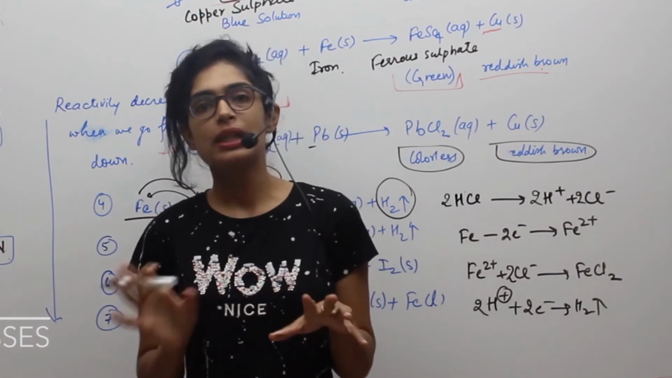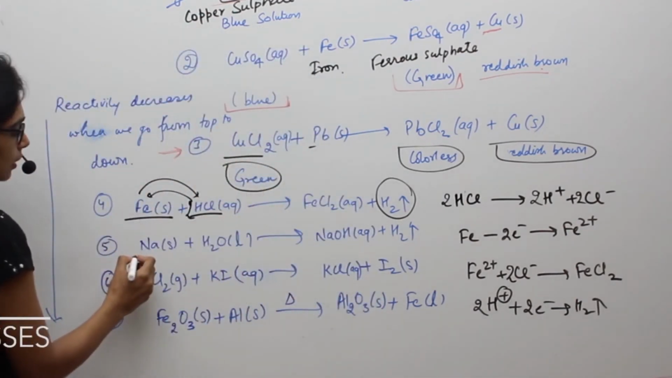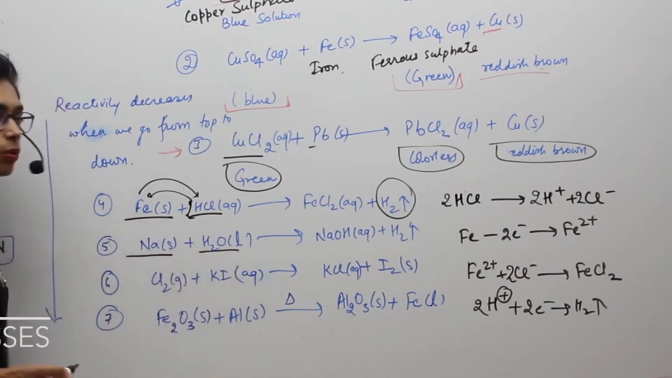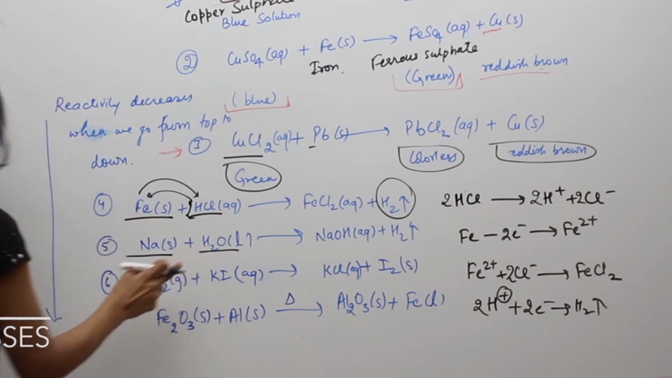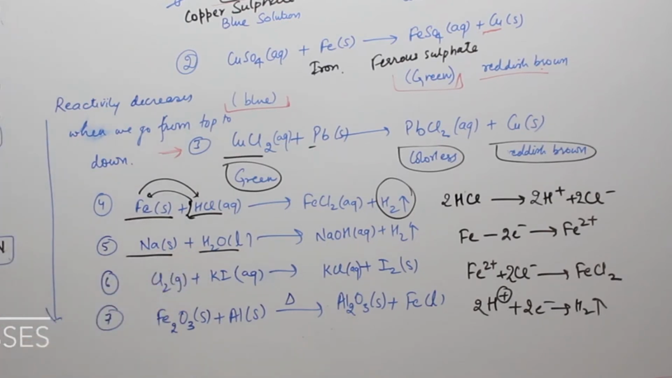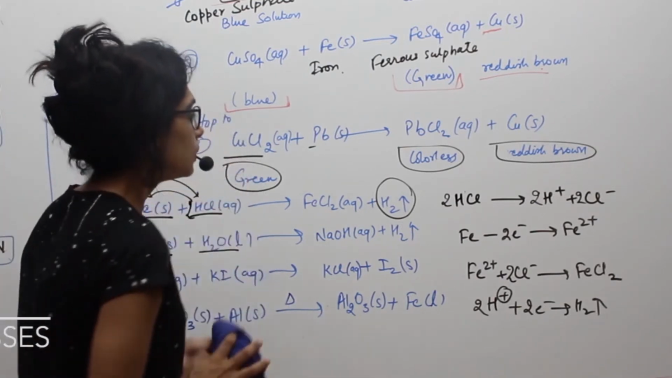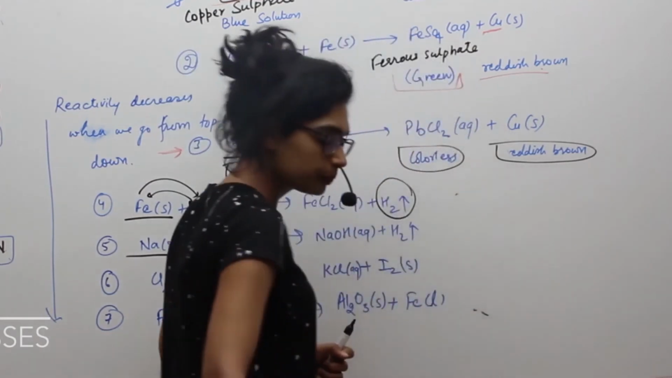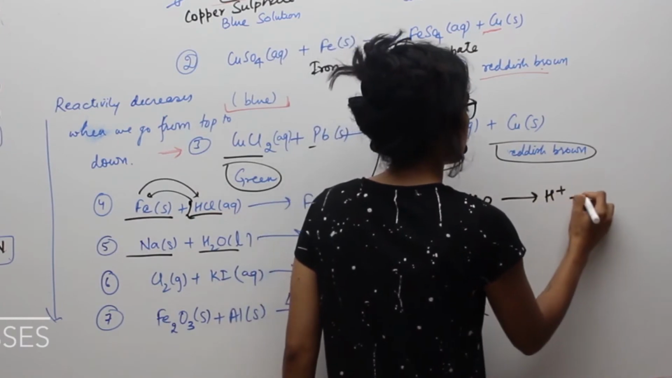Okay, so this is the reaction of sodium with water. This is your sodium metal, and we have taken water. When we talk about water, water has hydrogen over here, right? First of all, we have to understand how water splits. Like HCl splits into H plus and Cl minus, H2O splits into H plus and OH minus.